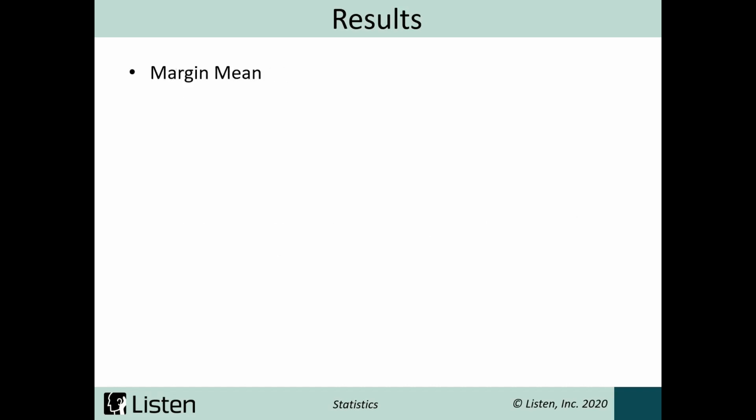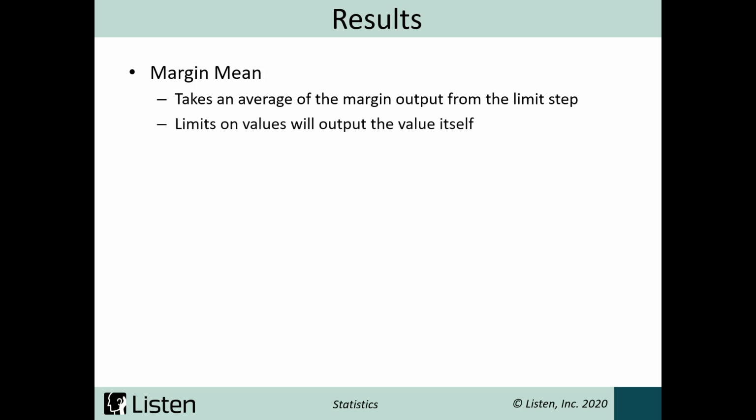Statistics can also output the margin mean. This is an average of the margin that gets output from the limit step. If you look at a results window of your limit, that number that shows up is what we're going to be taking the mean of. For a value, this will be the value itself. But on a curve, it will tell you how much the step passed or failed by.